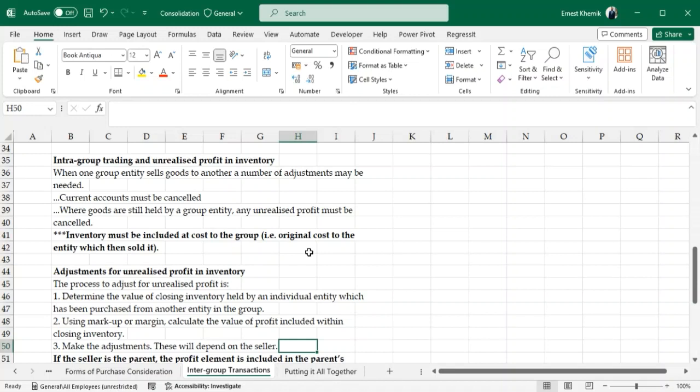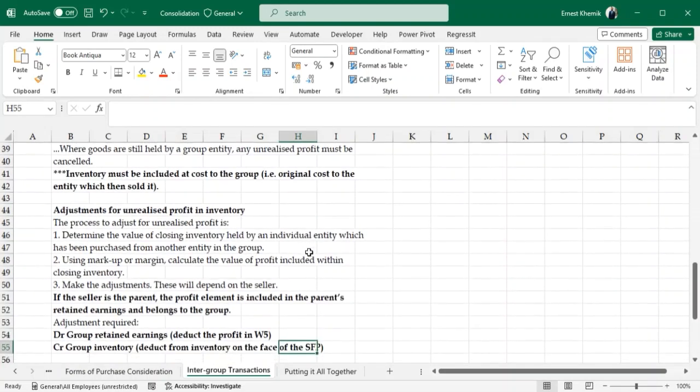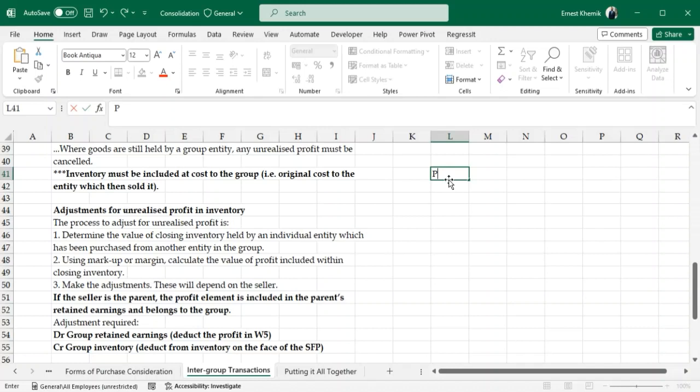That's what we do. Now, inventory must be included at cost to the group. So any amount of profit on the cost must be completely removed, because you cannot trade within yourselves. That is, the original cost to the entity must always be included in the consolidated financial statements, not at any profit. So let me give you this scenario. Assume a parent P and then a subsidiary S.